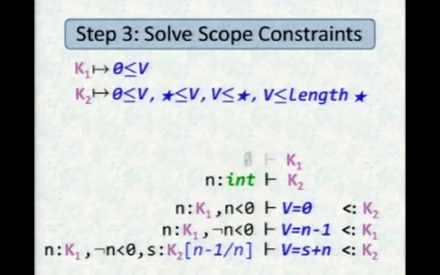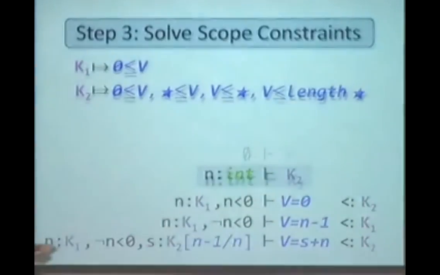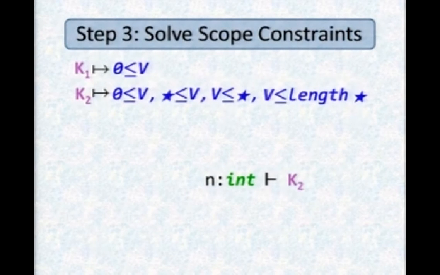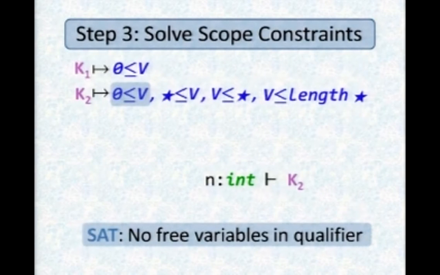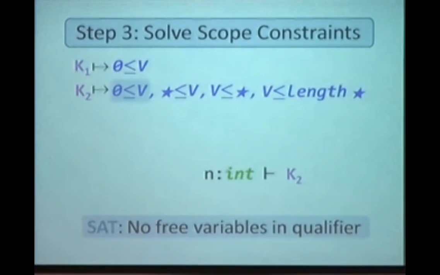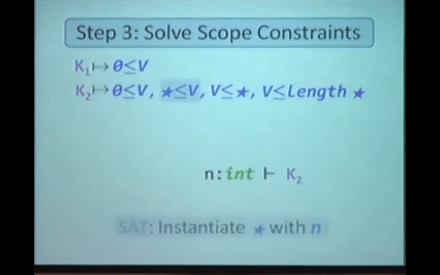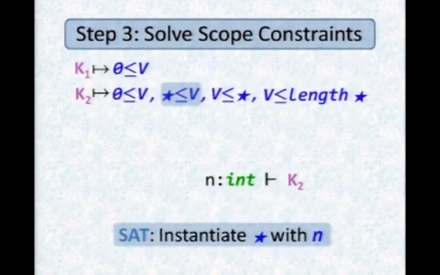Very well, let's move along to the next one, which is the scope constraint for k2. Now notice that n is in the environment. So these stars will get instantiated with something. So v greater than 0 is fine, because there's no free variable. What about star less than v? Yes, I can instantiate star with n.